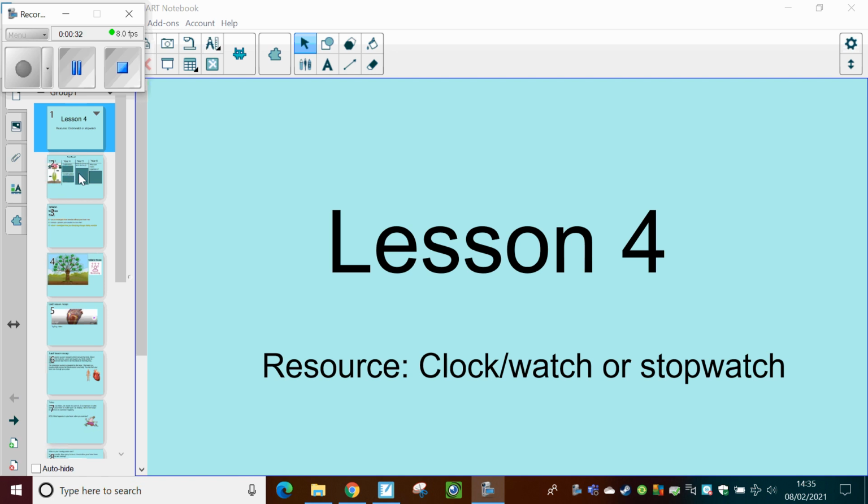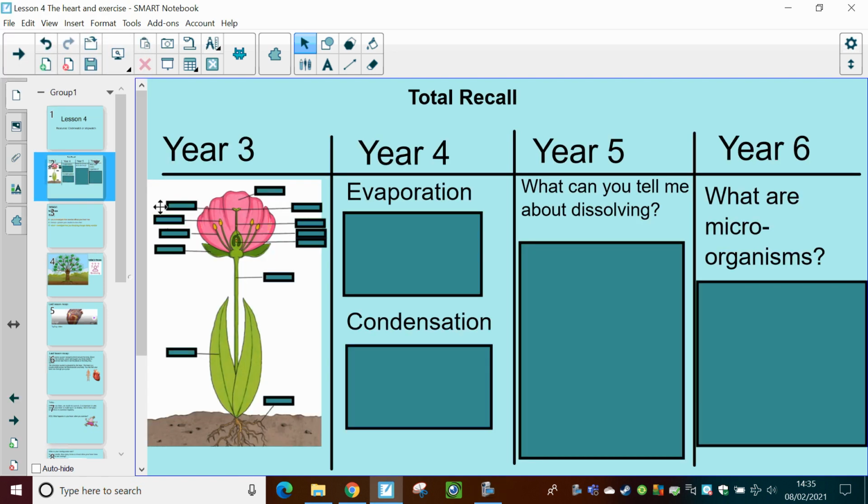Let's start today's lesson then with some total recall. Can you think back to Year 3 and the parts of a plant? Year 4, what do the words evaporation and condensation mean? Year 5, what can you tell me about dissolving? And then Year 6, what are microorganisms? Have a go at that now.